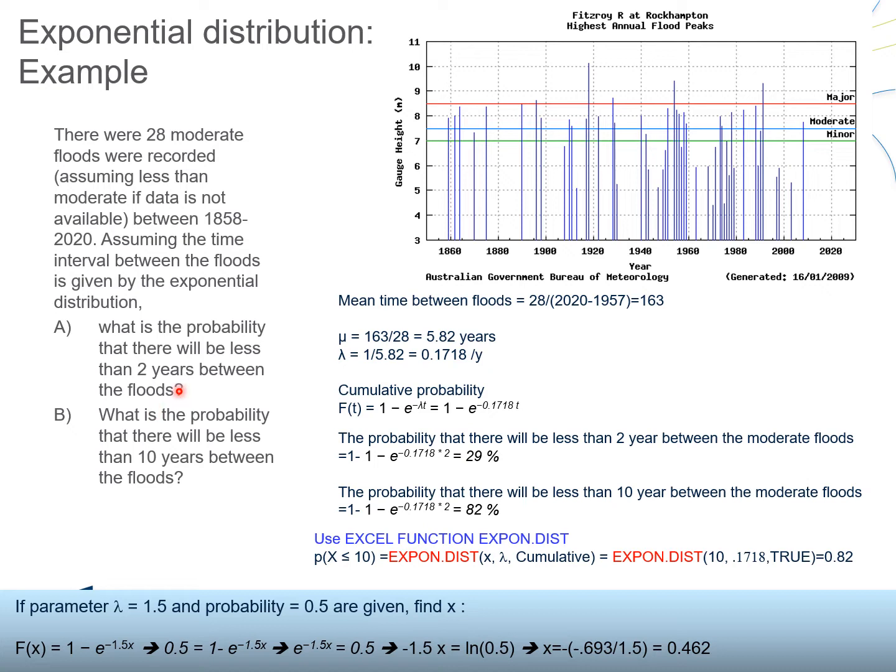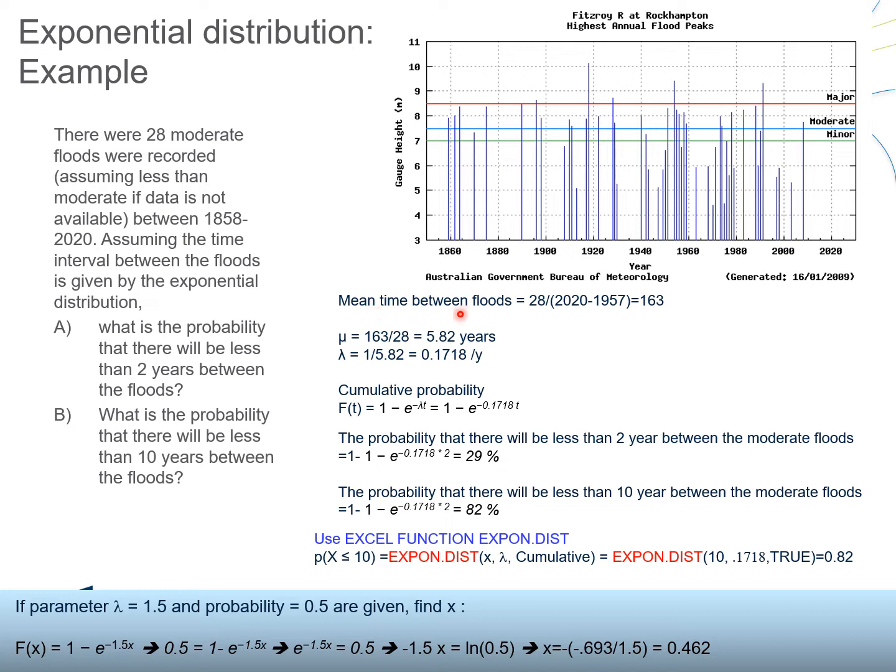Now we assume this flood event follows the exponential distribution. First, you need to check if it follows the exponential distribution or not, but in this example we just assume it does. Once we are sure that this follows the exponential distribution, then we can use that to calculate the values and parameters that we require.